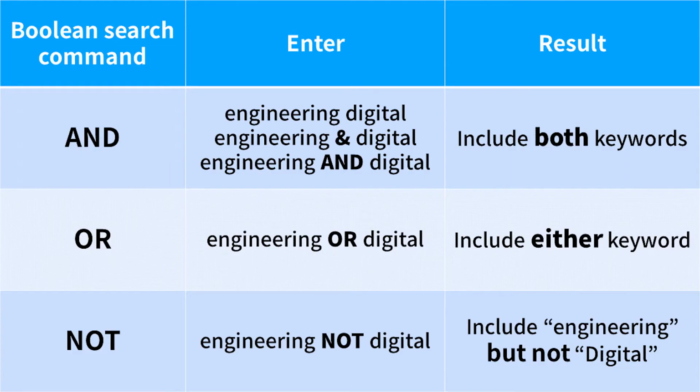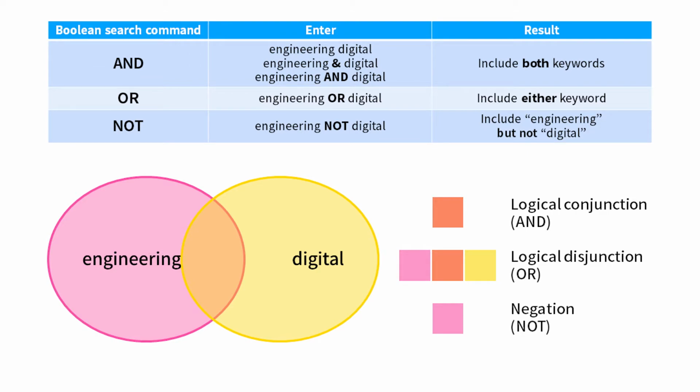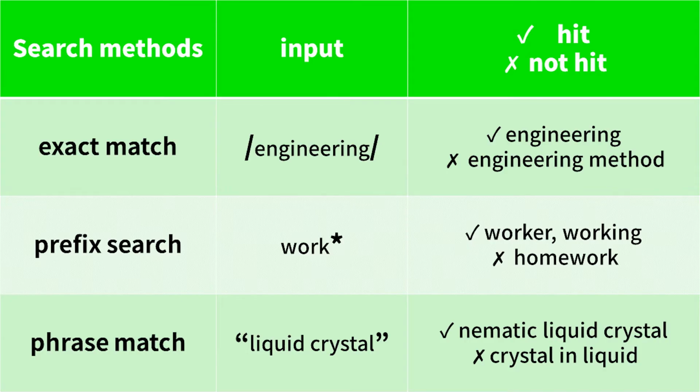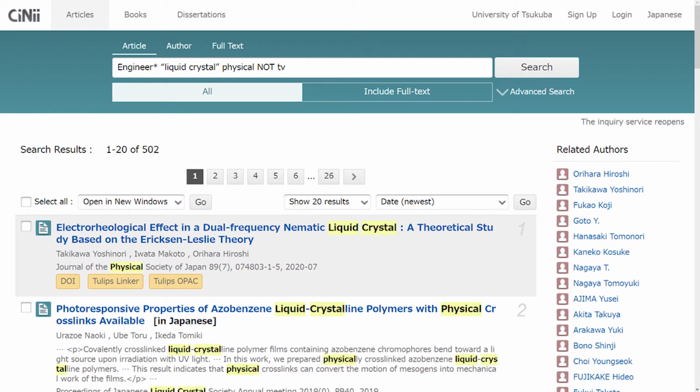Comprehensiveness is the most important for searching. There are tips on effectively searching. If you can't get a good search result, please use Boolean search commands. Let's try these searches on Sine Articles.